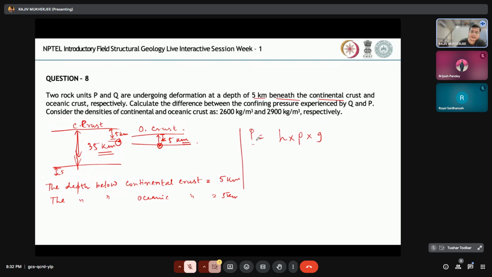So for continental crust, we can calculate the pressure: 5,000 meters times 2600 times 9.8, right? This amount of Pascal. And for oceanic crust, the same formula can be applied, and that will be 5,000 times 2900 times 9.8 pascals, right? So can you calculate what this value will be?